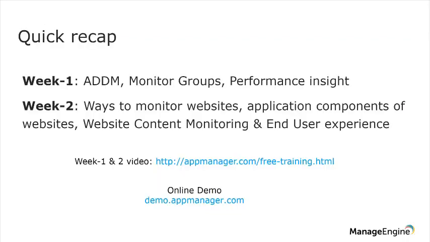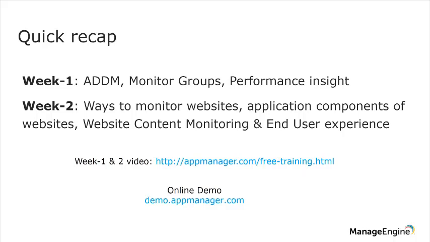A quick recap of what we have seen so far. In week 1, we covered application discovery and dependency mapping, and then we saw how to logically group different apps and servers based on the business service or different geographies. And then we also took a look at the performance insights of several popular application and database servers. Week 2 was primarily about website monitoring that included the URL monitor, the URL sequence monitor, end user experience monitoring with the help of the real browser monitor, as well as website content or website defacement monitor.